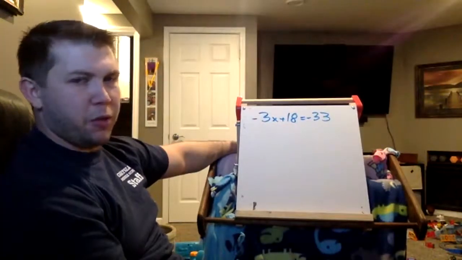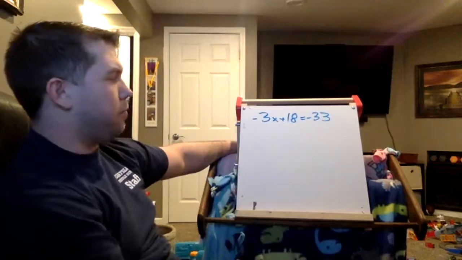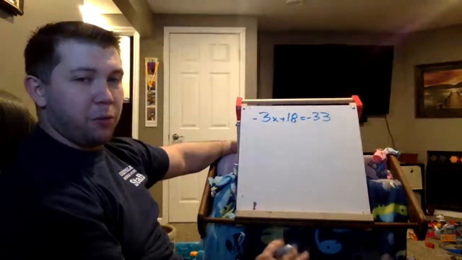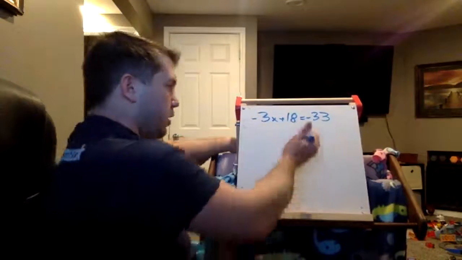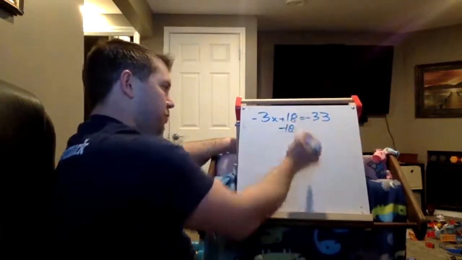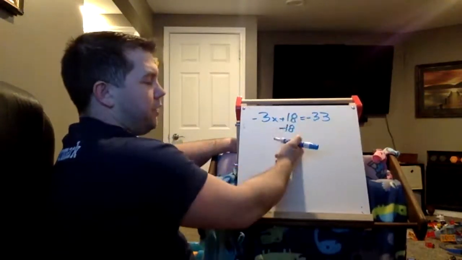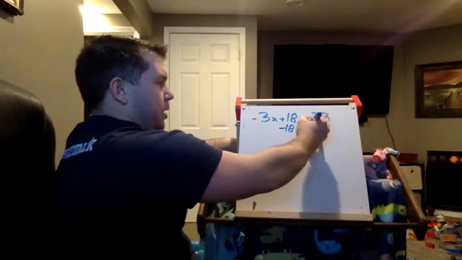There are a couple of things we could do here, and I'm going to do it two different ways. I'm going to do it the way that's probably most comfortable, that you're most used to. I'm just going to subtract 18 from this side. I've got a positive 18 here, so I put a negative 18 here. To keep it even, I have to put a negative 18 over here.